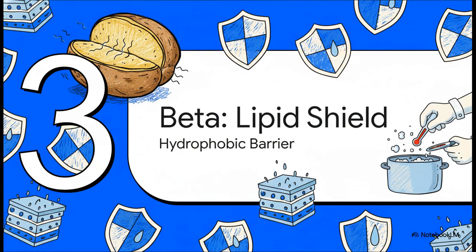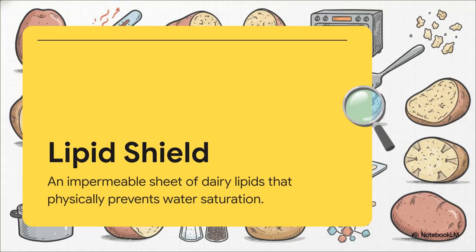Which leads us to Section 3, Protocol Beta, lipid shield, and establishing our hydrophobic barrier. This right here is where we separate the amateurs from the thermodynamic engineers. The whole concept of the lipid shield is just fascinating. Instead of just piling all our toppings on at once and crossing our fingers, we are purposefully constructing an impermeable sheet of dairy lipids. By dropping a high-fat shredded cheese, think a sharp cheddar or a Gruyere, directly over that steaming buttered starch, we are forging a literal shield. This barrier will physically prevent any water from saturating the potato matrix below.